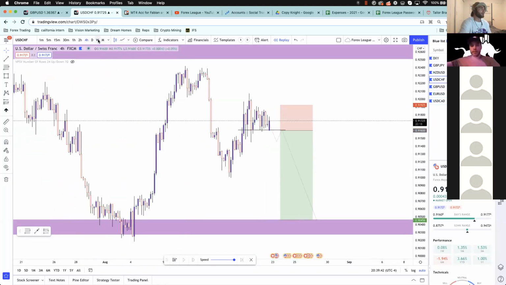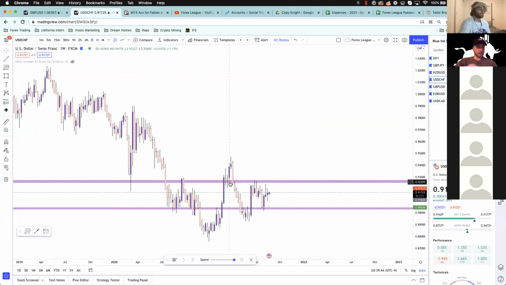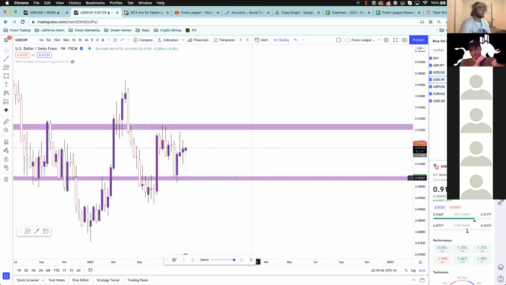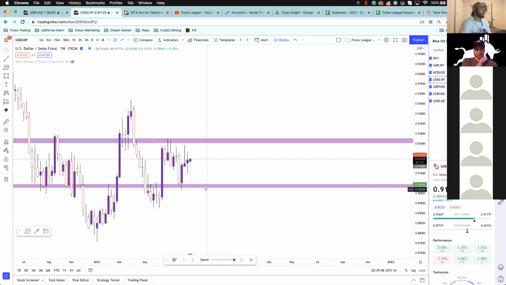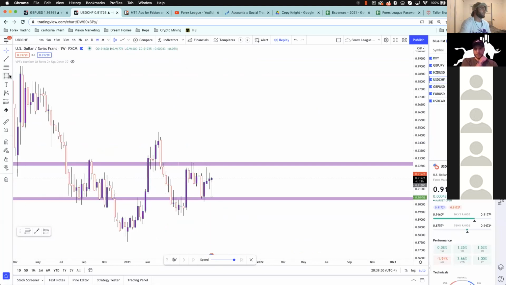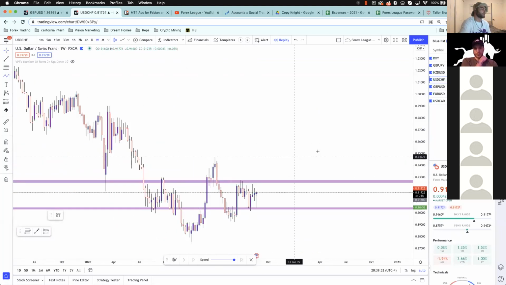So looking at USEF, I thought of a better example, or just a better trade idea. Looking at the weekly time frame here, we can see that we have our two zones. We have this upper zone right here where we have all this resistance, resistance here.